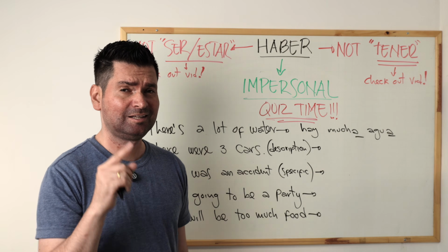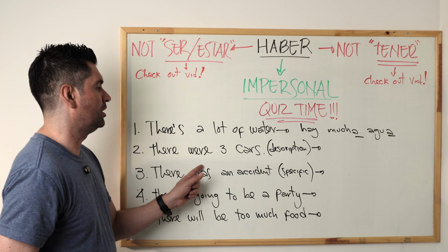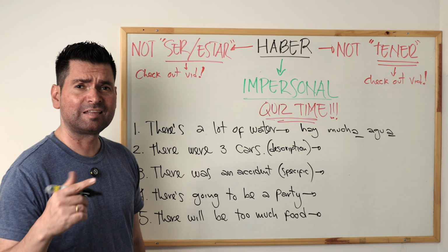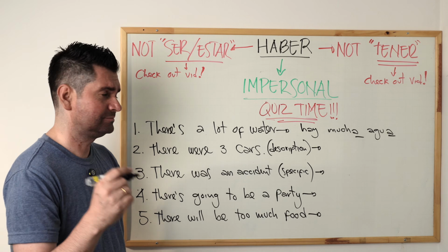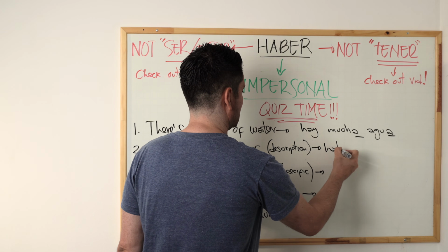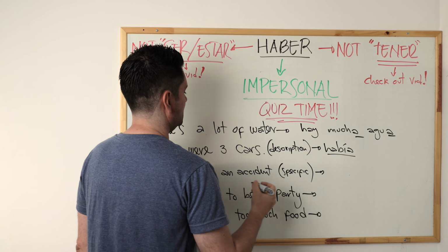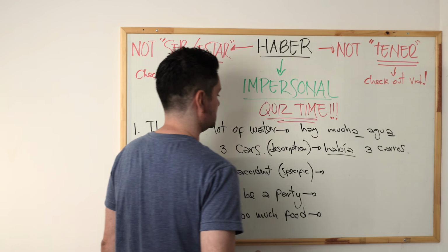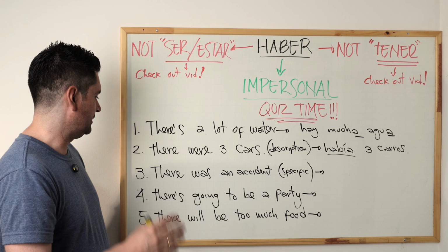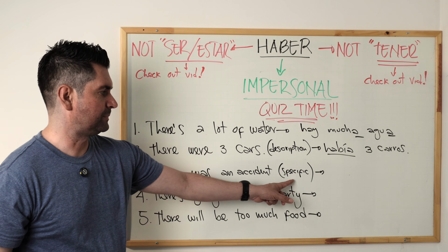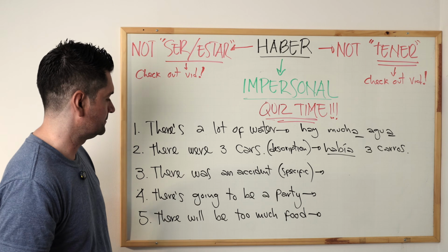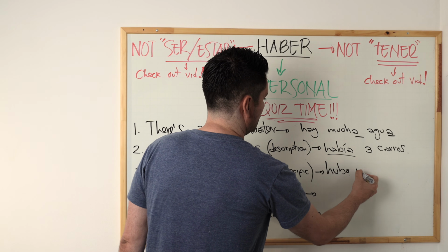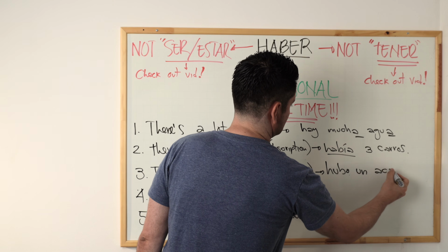Did you get it right? Let's check number 2. There were 3 cars. As a description. Think about it. Got it? Let's check. Había, because it's a description. Tres carros. Or coches. How was that? Number 3. There was an accident. A specific time in the past. Think about it. Hubo un accidente.